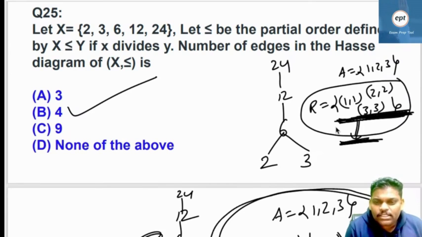Yeah, can we move to next? Diksha, can we move to next?